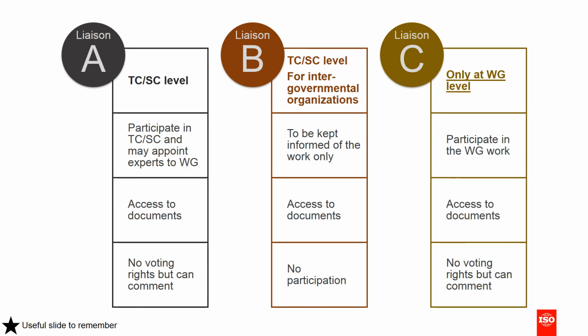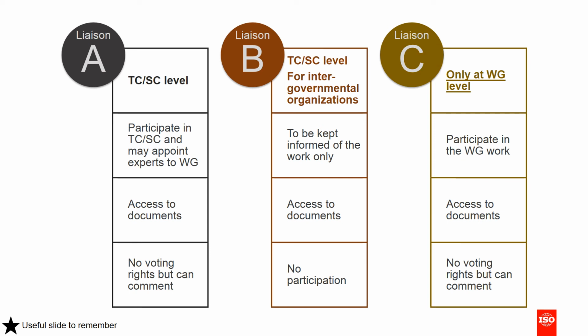And briefly, category A liaison is at the committee level. They do not have voting rights, but they could participate in the work by providing comments on the various documents. Category B liaison is also at the committee level, but they do not have voting rights and they cannot participate in the work. So this category is reserved for intergovernmental organizations that wish to be kept informed of the work of a specific technical committee at ISO.